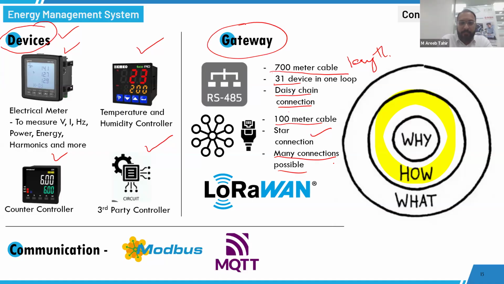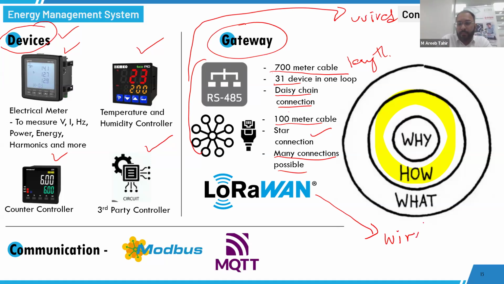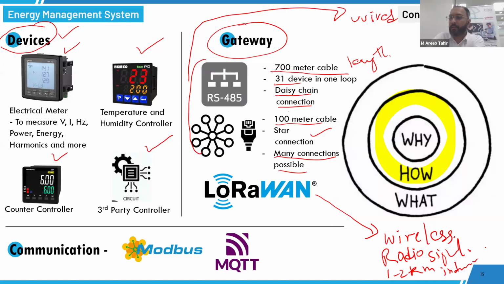Lastly, these two methods are known as wired methods, and the LoRaWAN we have is wireless. This technology works on radio signals, and it can cover 1 to 2 kilometers indoor. And if it is outdoor, it can cover 15 meters.